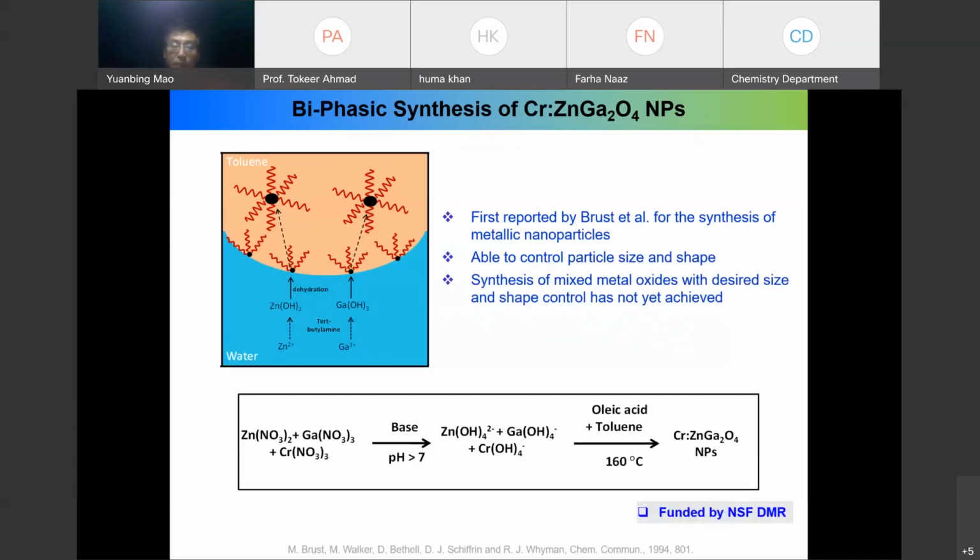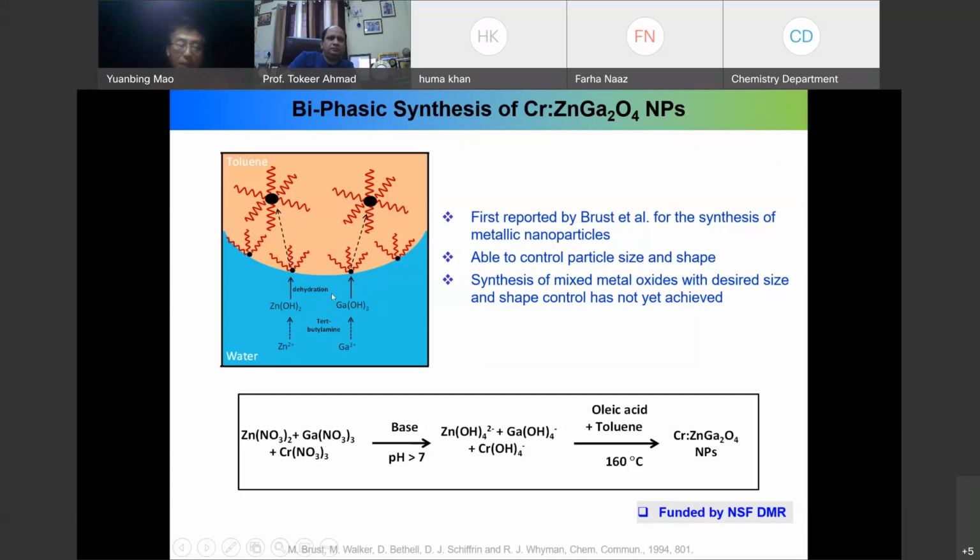We need to make these particles very small and uniform. If it is sub 10 nanometers, that's ideal. So we developed this synthesis technique. Basically, this is called the biphasic synthesis technique. For those of you working with metallic nanoparticles, you will know that, right? This biphasic process has been used to make metallic nanoparticles, but at that time, it had not been used to make metal oxide nanoparticles.